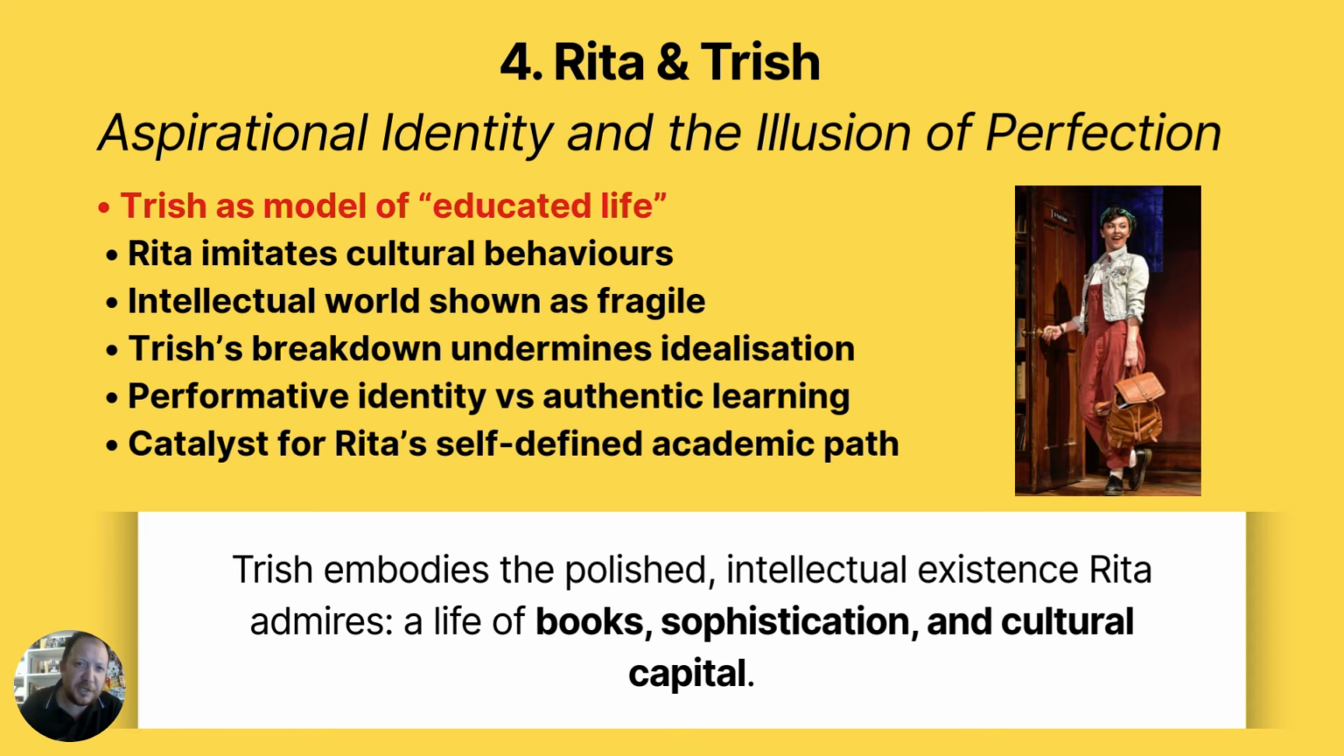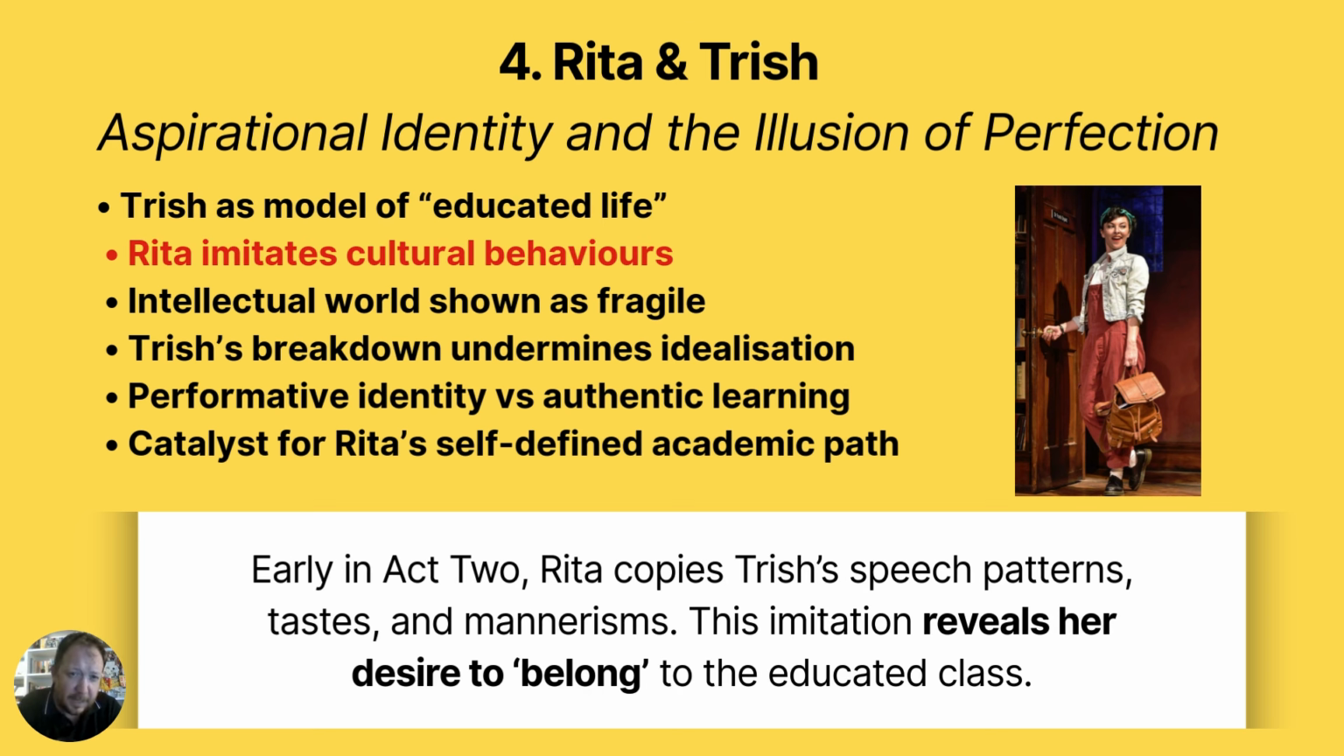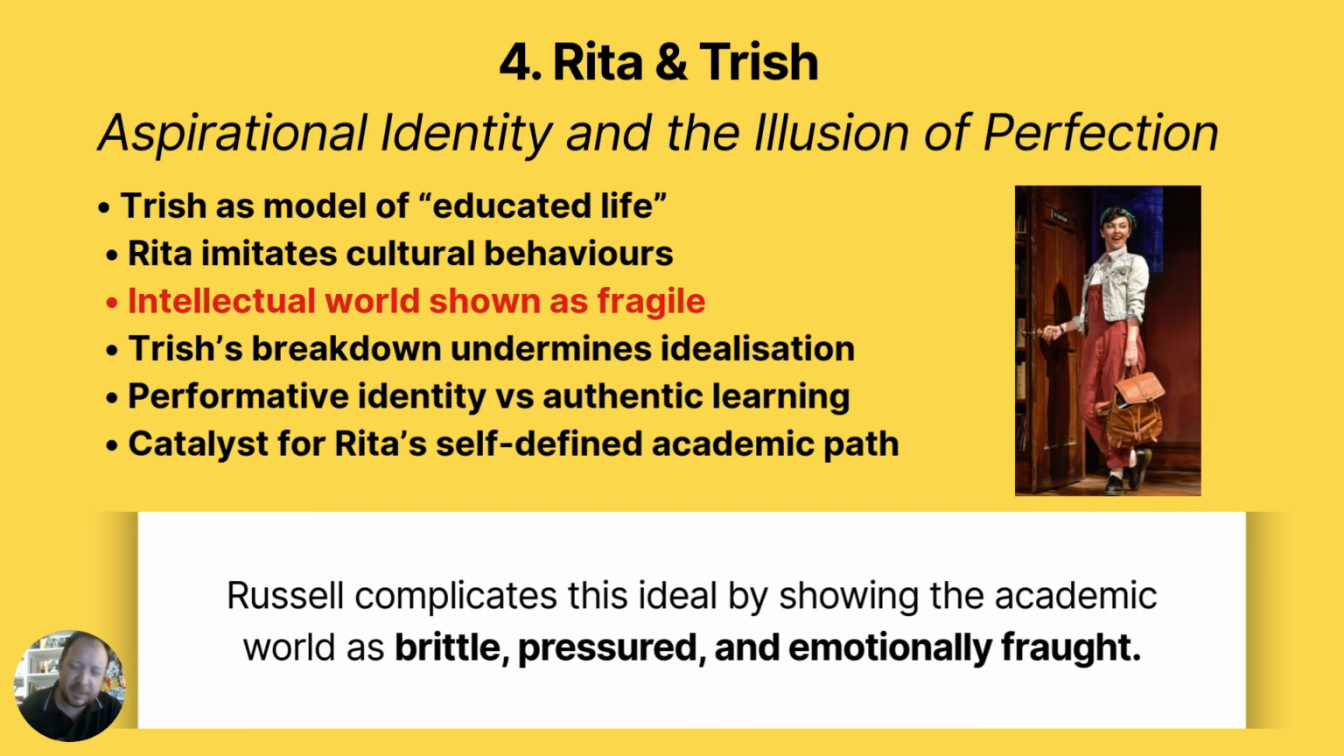Trish is this model of educated life, this polished, refined, intellectual existence that Rita admires. It's a life of books, sophistication, cultural capital. And then Rita starts imitating her cultural behaviours. I think it's Scene 2, isn't it, in Act 2, where she starts copying Trish's speech patterns, tastes, mannerisms. It reveals her desire to belong to the educated class. She's in a liminal space, but she's not a part of either class.